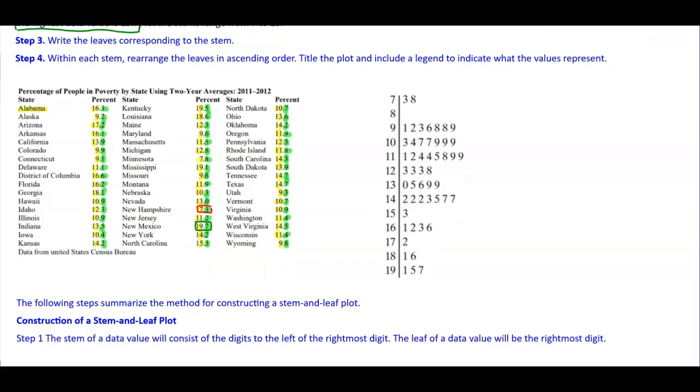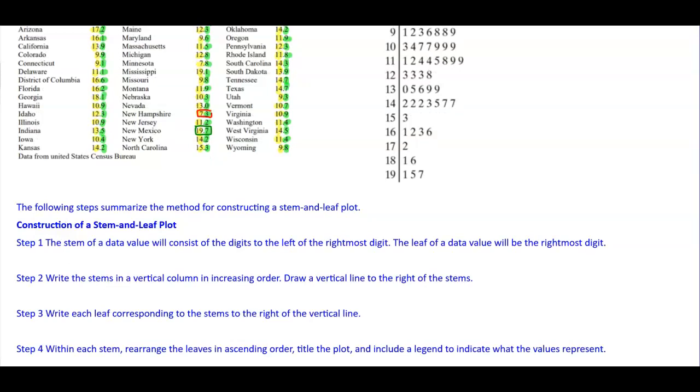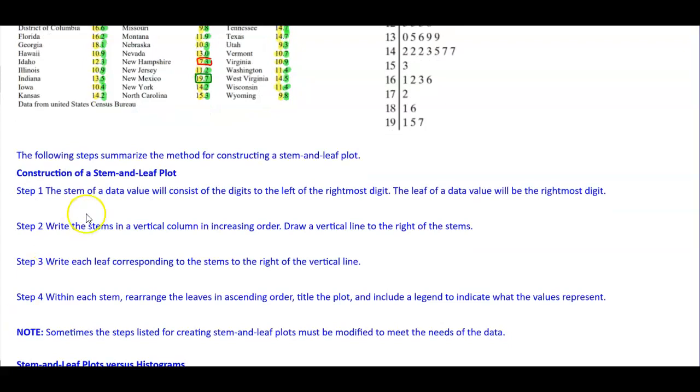Okay. Now the following steps summarize the method for constructing a stem and leaf plot. In construction of a stem and leaf plot, step 1, the stem of the data value will consist of the digits to the left of the rightmost digit. The leaf of a data value will be the rightmost digit. Step 2, you're going to write the stems in a vertical column in increasing order, and then draw a vertical line to the right of the stems.